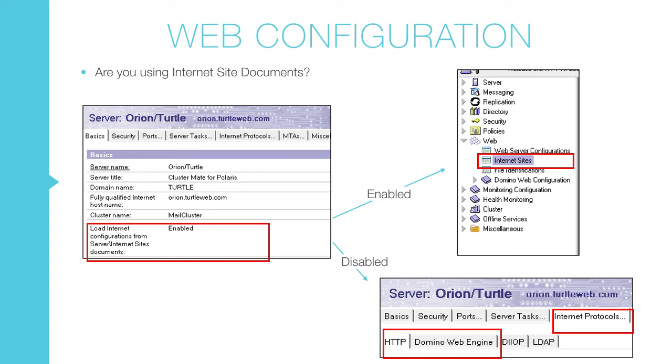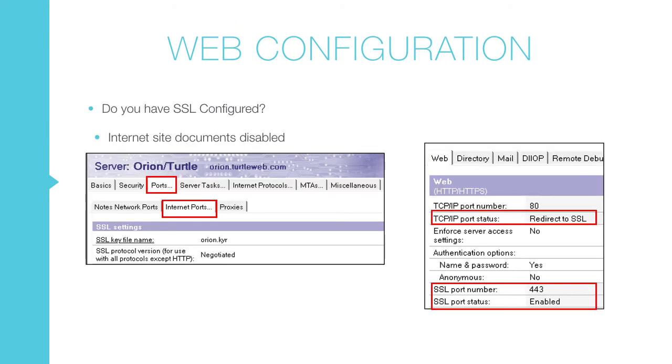So if I click on Internet Protocols and then Domino Web Engine or HTTP, all of my web configuration is there. If I have SSL configured and Internet Site Documents are disabled, then I'll find SSL in the server document under Ports, Internet Ports, and here I've got my key file, which I need to enable SSL, orion.kyr, and underneath that, I'll have the configuration of the actual HTTP ports. In this case, although I'm listening on port 80, I'm redirecting all traffic that comes into that port to SSL, and I've enabled SSL on port 443.